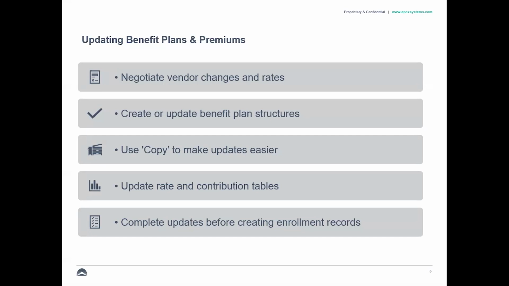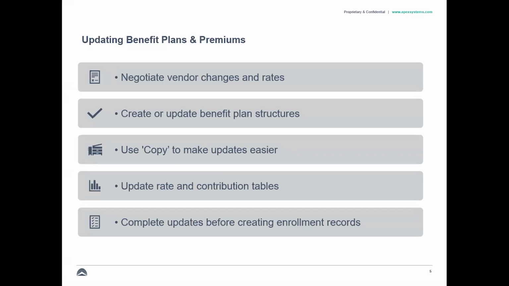Make sure your rate tables and contribution tables are updated. So if you have any rate tables or contribution tables that change from year to year, always go through and validate that prior to opening up your open enrollment. And then make sure that all of your updates, including any maintenance that needs to be done on your employee benefits, are all completed before creating your enrollment records. Once your enrollment records are created, the updates won't flow to the enrollment record.